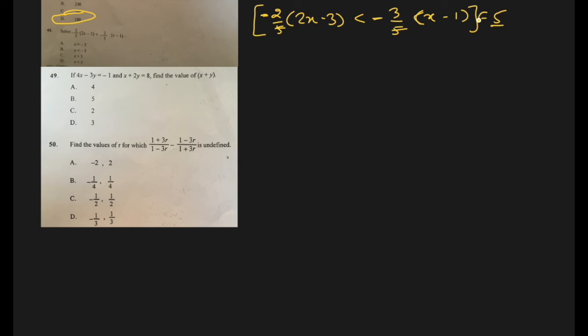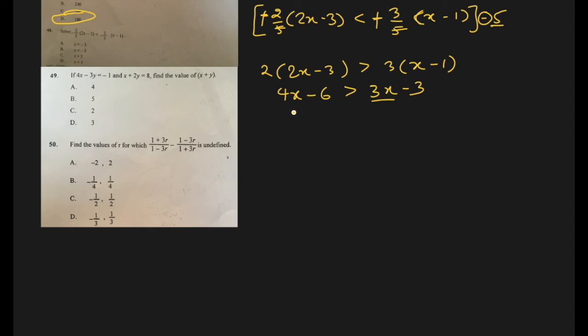But because it's a negative number, the sign will change. Whenever we multiply or divide by negative numbers, the sign changes. So this negative is also gone. This negative also gone because of this negative. 5s are gone because of 5. So it's a simple thing for us now. 2x minus 3, positive 3x minus 1, and simplify this now. 4x minus 6 greater than 3x minus 3.